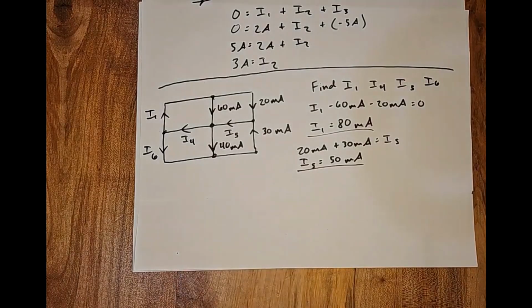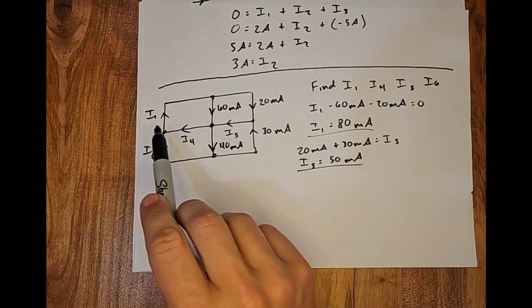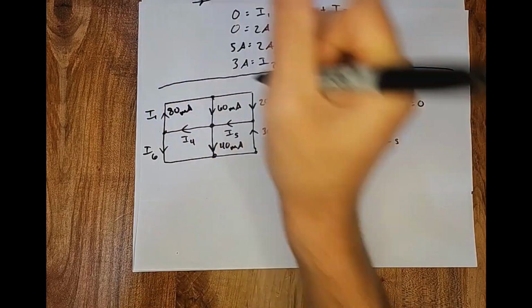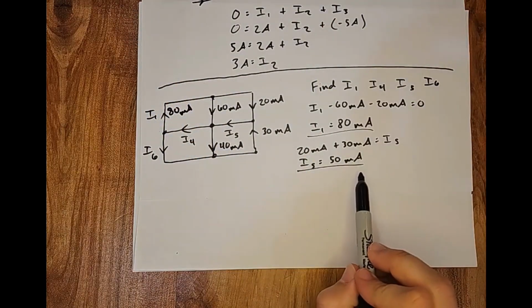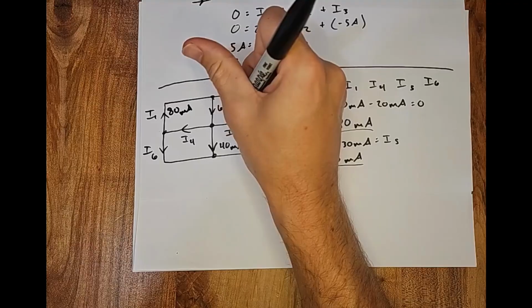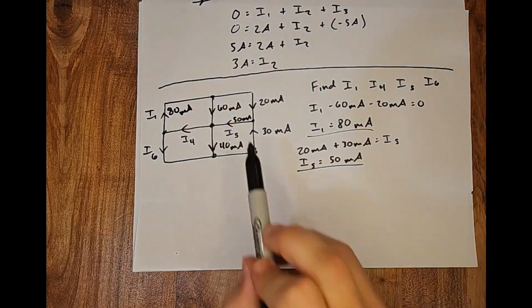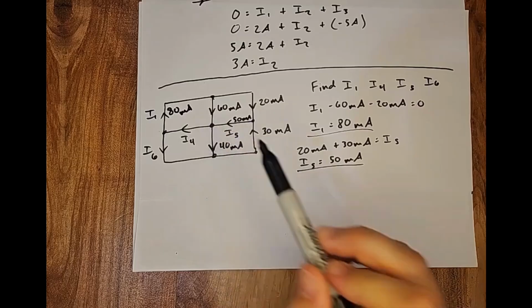There's 2 of the 4 down. So we can go ahead and fill some of these in. So we know we have 80 milliamps here. Nice. And we have 50 milliamps here. Getting a little crowded there. But that's 50 milliamps going that way with I5.